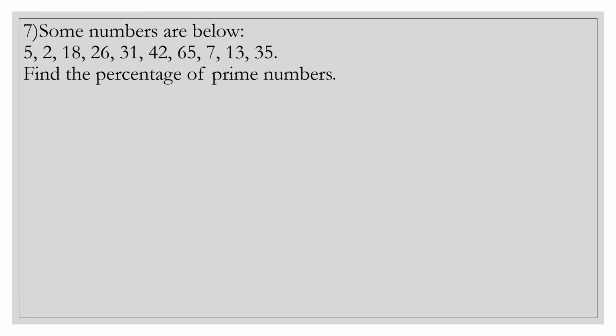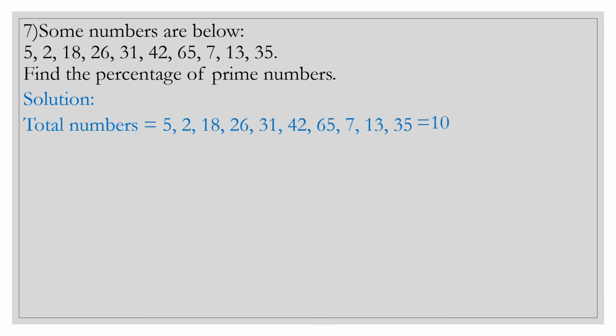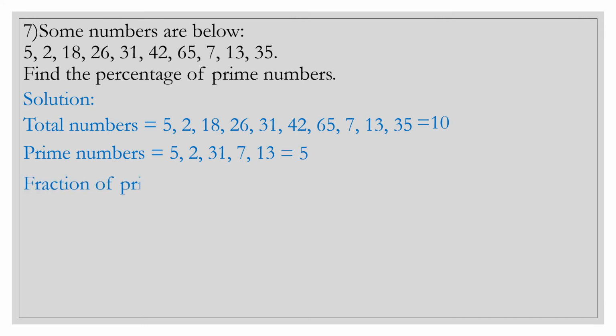Some numbers are below. Find the percentage of prime numbers. Let's recall prime numbers. A number that has exactly 2 factors, 1 and the number itself, is called a prime number. Again, the total numbers, if we count, the answer is 10. So write down 10. Now identify all the prime numbers, which are 5, 2, 31, 7 and 13. If we count all these numbers, the answer is 5. So write down 5. And the fraction of prime numbers is equal to 5 upon 10.